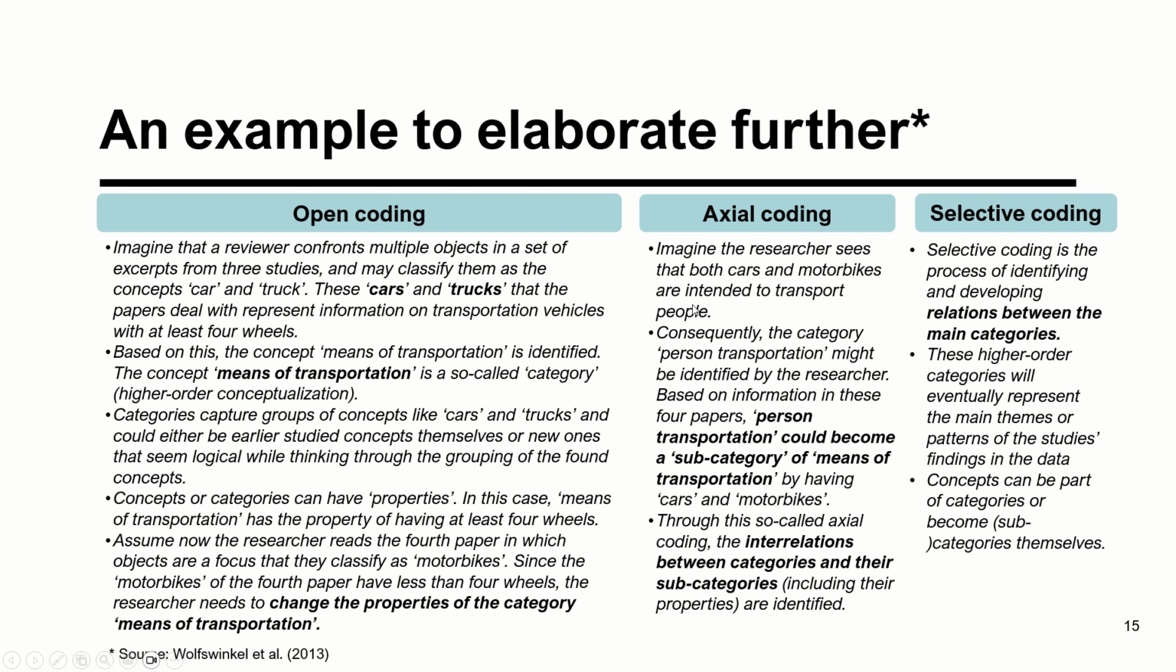Now, if you look at cars and motorbikes, they're intended to transport people. So person transportation might be identified as a category. That could become a subcategory of means of transportation because there could be other such transportation mechanisms. So in the context of means of transportation at an axial coding level, that could become a subcategory, whereas means of transportation could actually become a higher order category. And selective coding is where the relationships between the main categories are actually established.